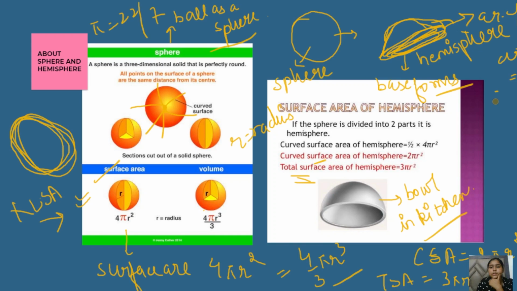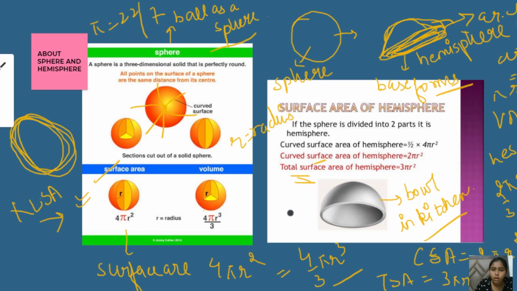Now the volume of the hemisphere is 2/3 pi r cube, where pi is the constant value and r is the radius of the hemisphere. In the case of a hemisphere, let me explain one more thing.